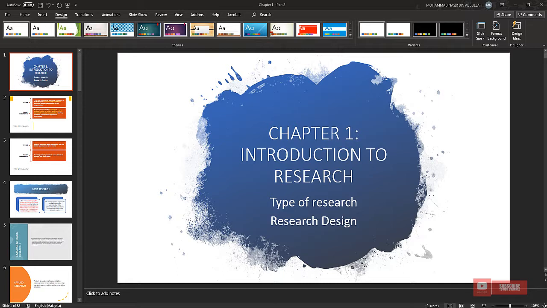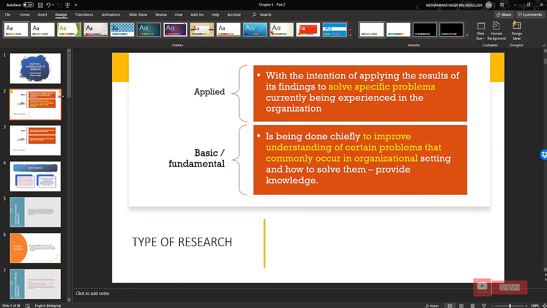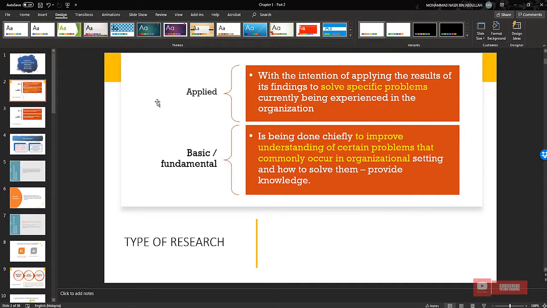So today we're going to continue on chapter number 1, Introduction to Research. This is a continuation from the previous research chapter. In this chapter, we will discuss the types of research and research design. Right. So let's begin. There are two types of research design, which are applied research and basic or fundamental research.